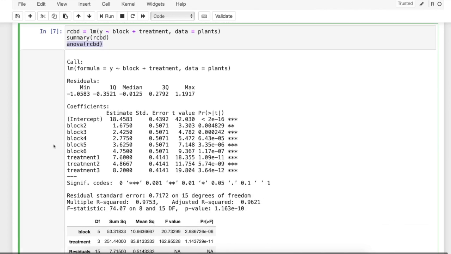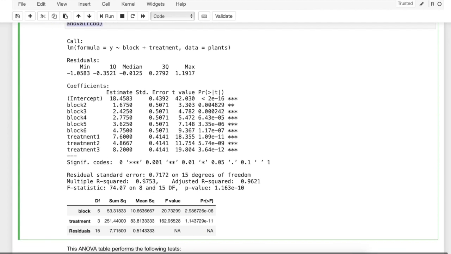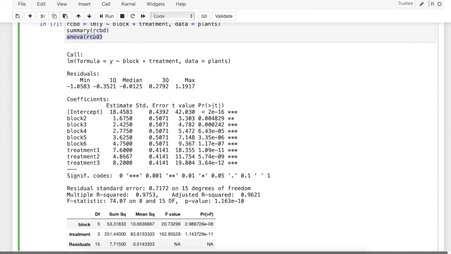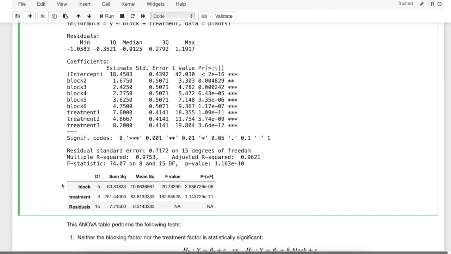So by now you should be able to interpret this table. We've done it several times, both for one-way Anova and, in this case, for two-way Anova. And so what we'll focus on in this video is the Anova table down here. So the Anova function that I have highlighted here is what prints this table down here. And this is exactly the table that we studied and started to write down what these quantities were in the last video.